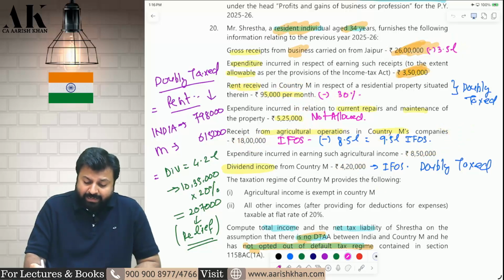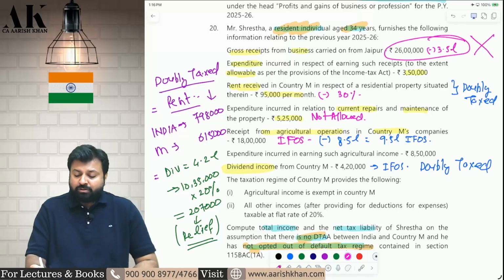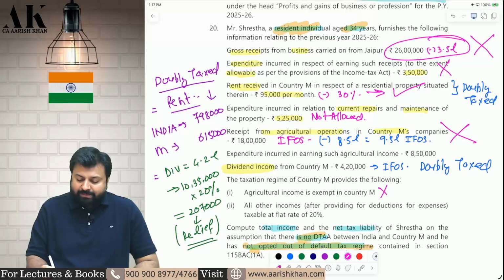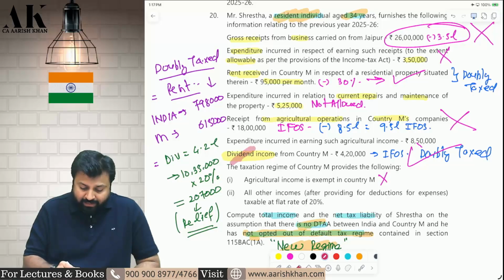Which incomes are doubly taxed? Is this first income doubly taxed? No, because this is Indian income. This is not doubly taxed. Is this second income doubly taxed? Yes, this is doubly taxed. Is this agriculture income doubly taxed? No, because agriculture income is not taxable in country M, so you cannot say it is doubly taxed. Is this dividend income doubly taxed? Yes, dividend income is also doubly taxed. So two incomes are doubly taxed. I am highlighting with different colors. So this dividend income is doubly taxed and this rent income is doubly taxed.